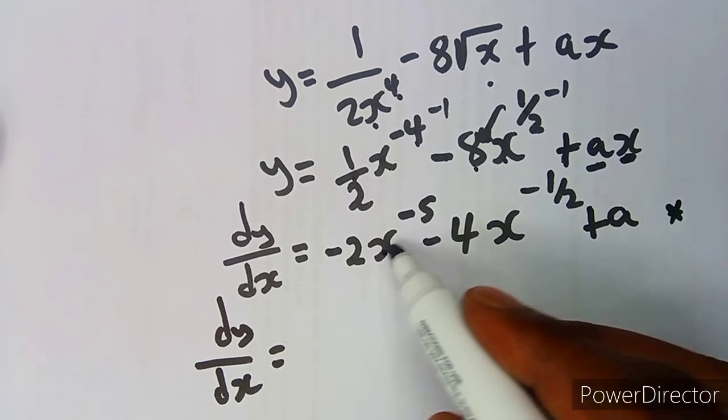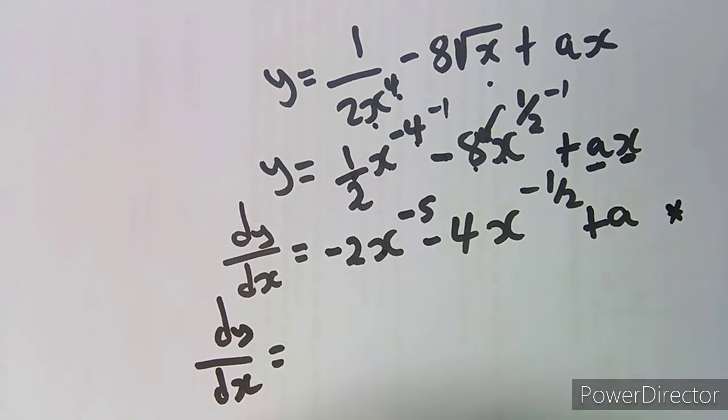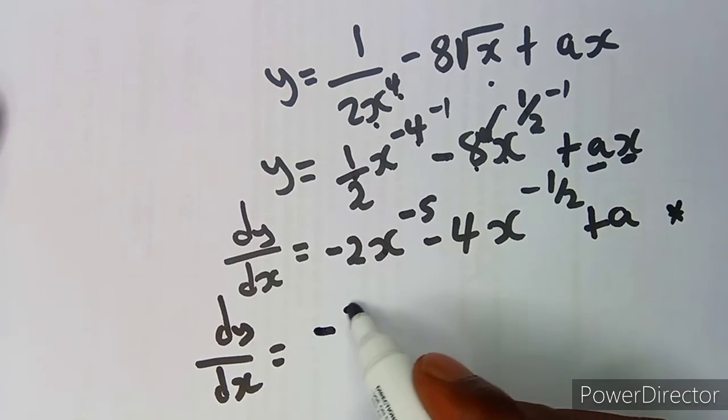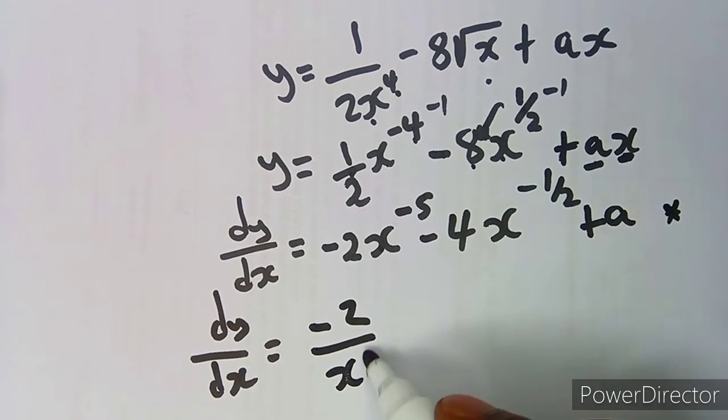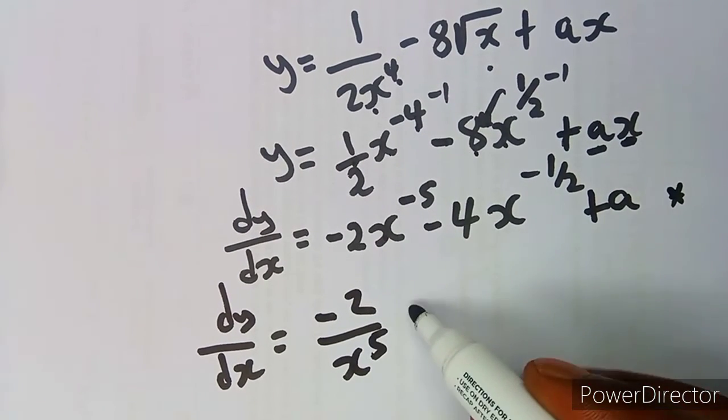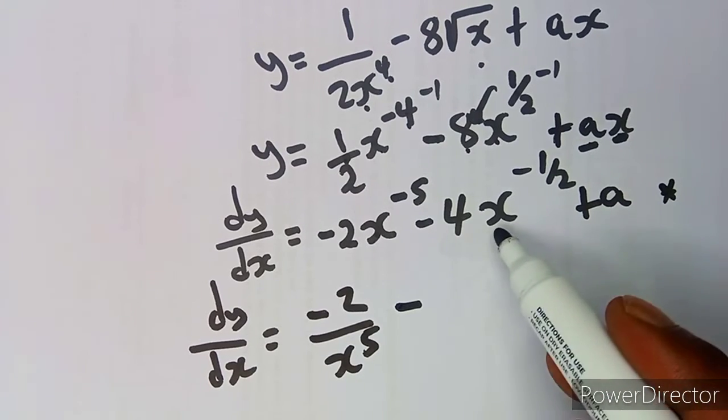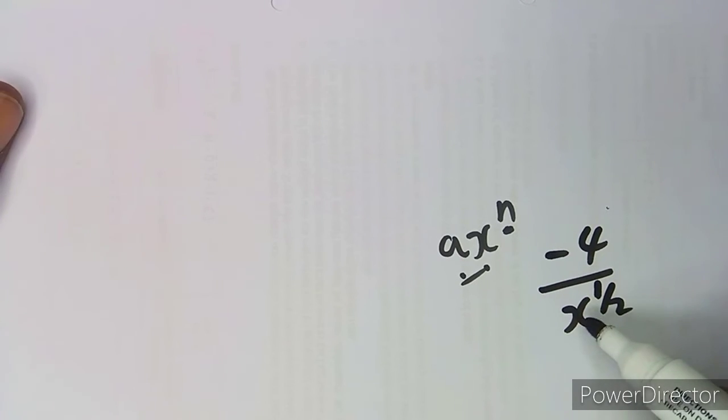So remember, x to the exponent of minus 5, we took it to over x to the exponent of 5, so it's going to be minus 2 over x to the exponent of 5. Okay, this part we are supposed to write as minus 4 over x to the exponent of a half, from that negative half. But we know that x to the exponent of a half is the same as the square root of x.